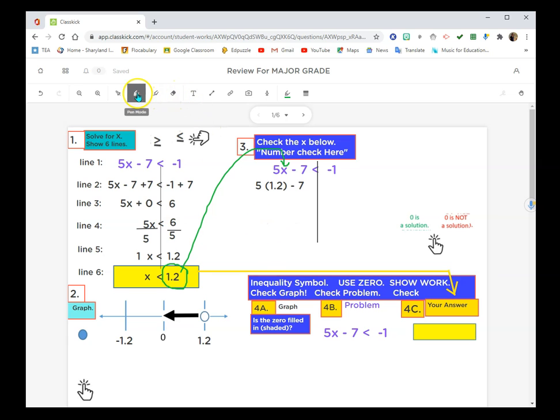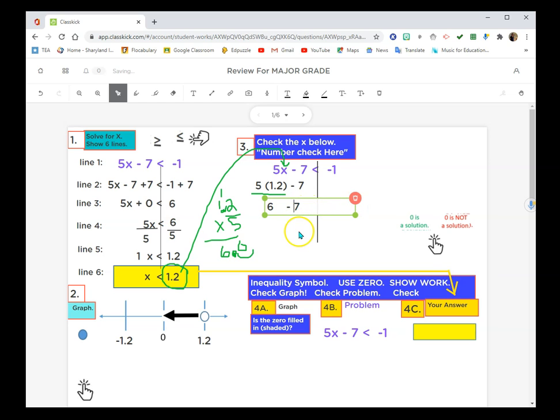Now we need to solve the 1.2 times 5 first. So 1.2 times 5, and you can do this on your paper, is 60. But then we have one digit behind the decimal point, so we move the decimal point one space. So 1.2 times 5 is not 60, it's 6 because of the movement of the decimal point. Now underneath that, we're going to type 6, and then we're going to bring down the minus 7. Now we need to calculate 6 minus 7. If you have 6 and you take away 7, you're going to be at negative 1.